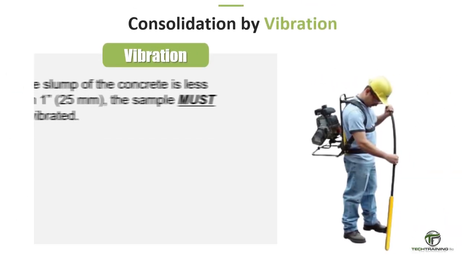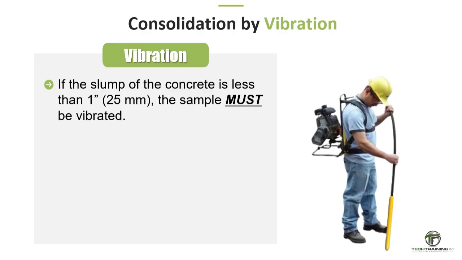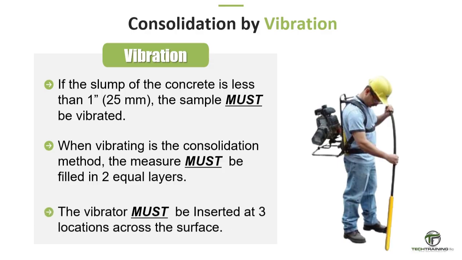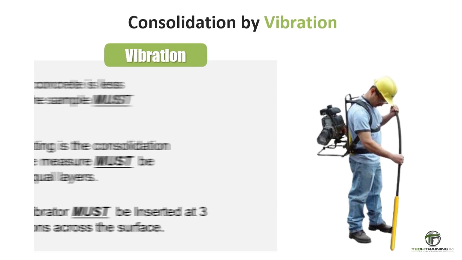If the slump of the concrete is less than 1 inch, or 25 millimeters, the concrete sample must be vibrated. When vibration is the consolidation method, the measure must be filled in equal layers. The vibrator must be inserted at least 3 locations across the surface area of the concrete. Be sure that all the concrete, for each layer, has been placed in the measure before the vibration begins.